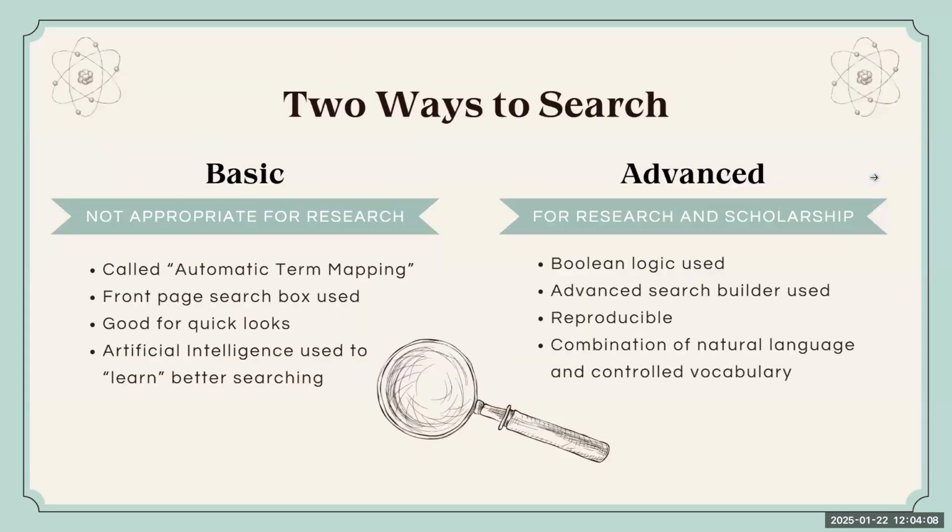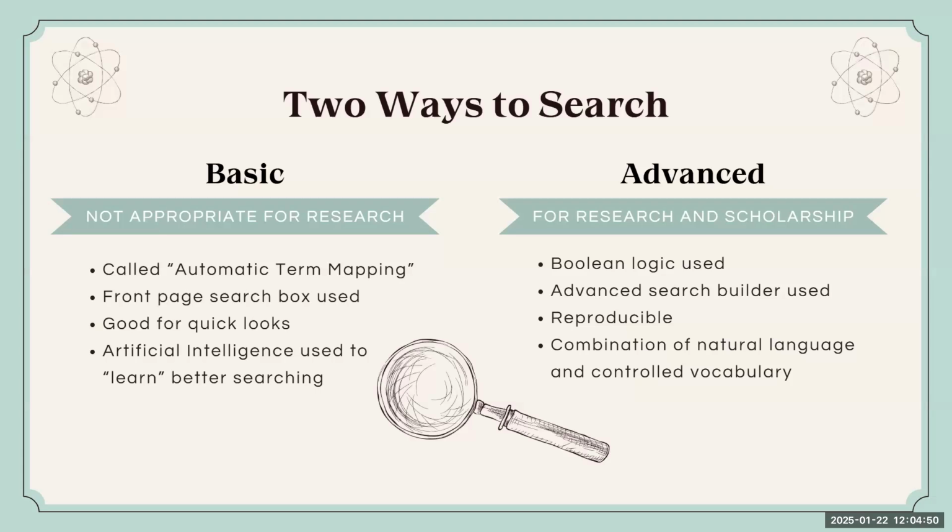There are two ways to conduct a search. The first way is basic, and it is not appropriate for research. Automatic term mapping is used, and the best way to describe that is to think of it as Google. Whenever you Google something, it'll try to connect certain terms and words to what you type into the search box. PubMed has a very similar search box to Google, and it's on the front page, so that's what you'll be using for this. It's very good for quick looks, and it uses algorithms and artificial intelligence to learn from your search and create better searches. However, because it uses algorithms and artificial intelligence, you can't reproduce your search like you can in an advanced search.